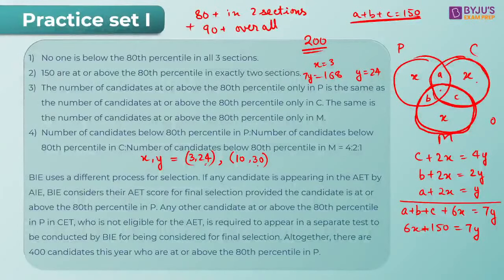Okay, now if I put x is equal to the next value, that is 17 and 36, what will happen? This will become 201. But we know that A plus B plus C plus 3x should be less than 200, because total number of students is 200. So if you put 17, you will get 51 plus 150, 201. So this is not possible. So we have two possible solutions of this question.